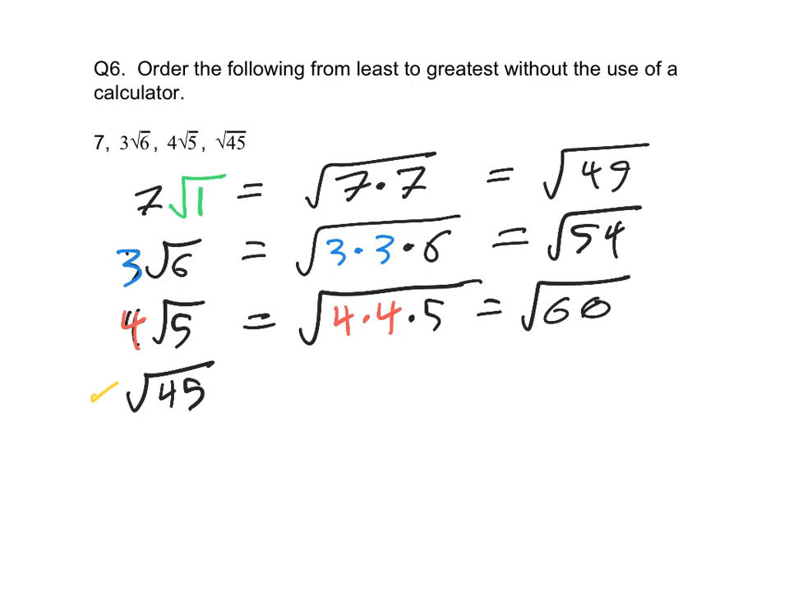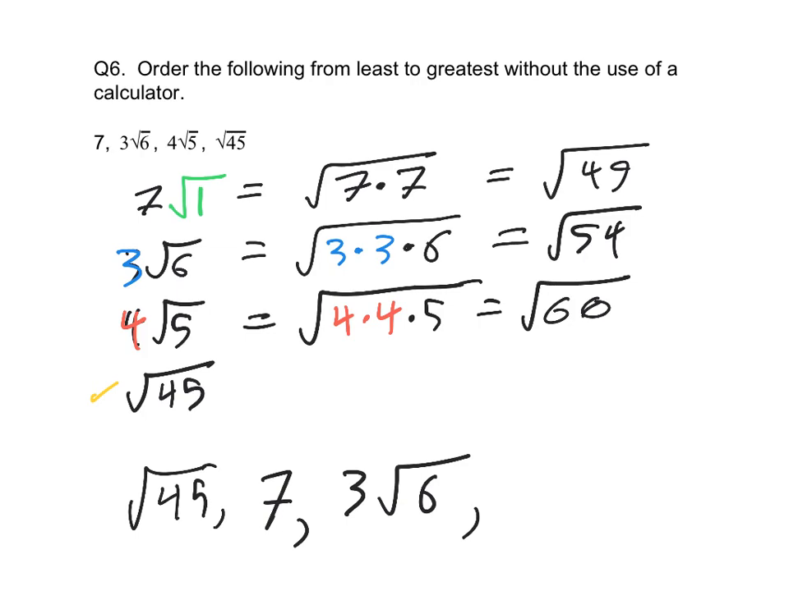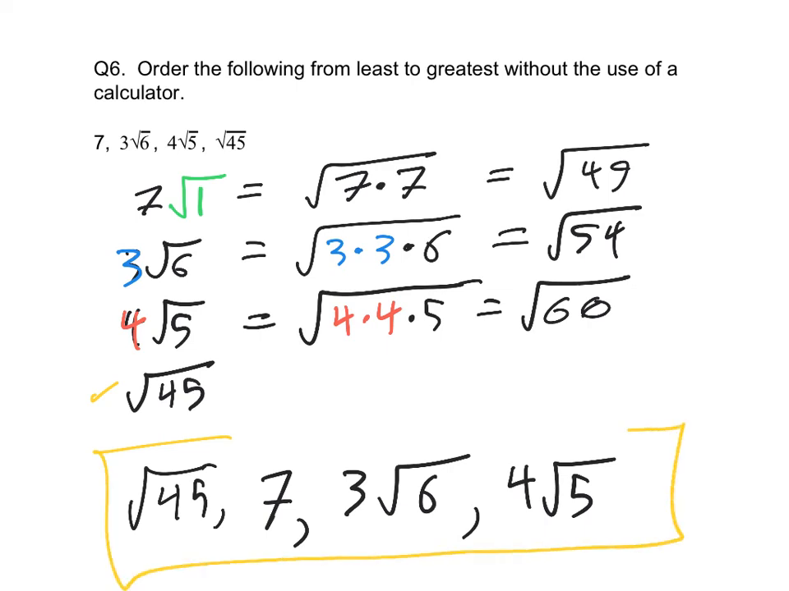So looking at these, we have root of 45 being the lowest. Root of 49 is the next lowest. The root of 54 would be the second highest. And the root of 60 would be the highest. So this would be the order from lowest to highest of those 4 expressions.